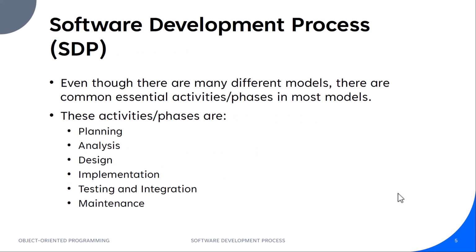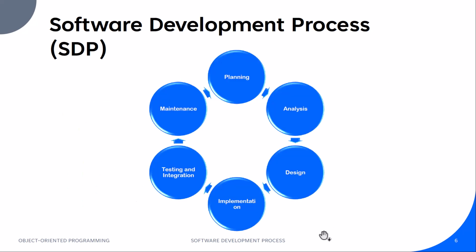Even though there are many different models, there are some common essential activities and phases in most models. These activities and phases are planning, analysis, design, implementation, testing and integration, and maintenance. Now here is a graphical illustration of the software development process. As you can see, this is a circular process, meaning that the software evolves throughout time.